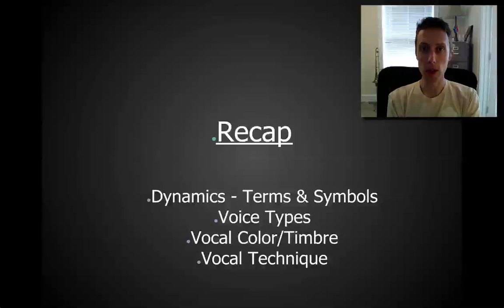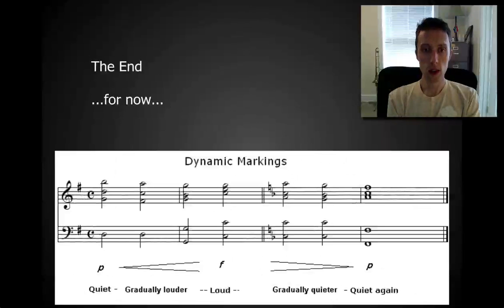So recap what we talked about in this lecture here. We talked about dynamics, the volume, various volume levels in music, the terms and symbols associated with those, fortes and pianos and all that stuff. We talked about the four different voice types, 2 for men, 2 for women. We talked about chorus and choir, and just a little bit about vocal technique. So that is all for now.